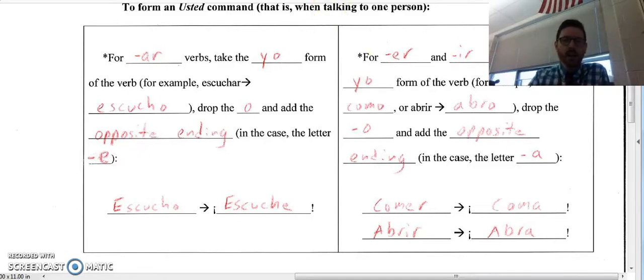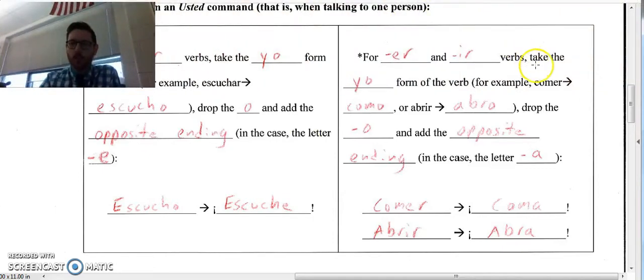For ER and IR verbs, it's similar as well. You take the O from the verb. For example, comer would change to como, abrir would change to abro, drop the O, and then add the opposite ending, which for an ER and IR verb would be the letter A. So for example, comer would change to coma, abrir would change to abra. Again, if I were commanding one formal person to do something.